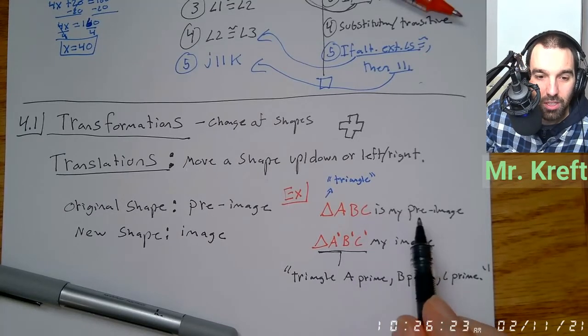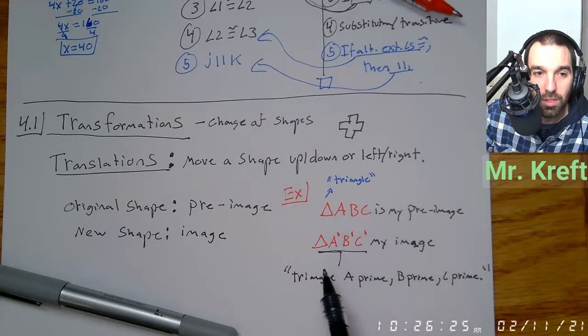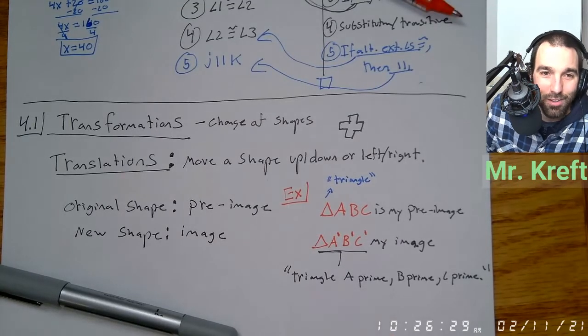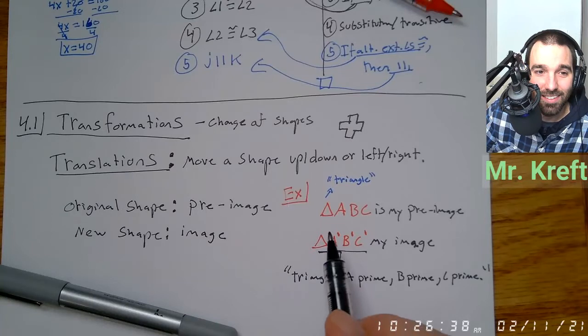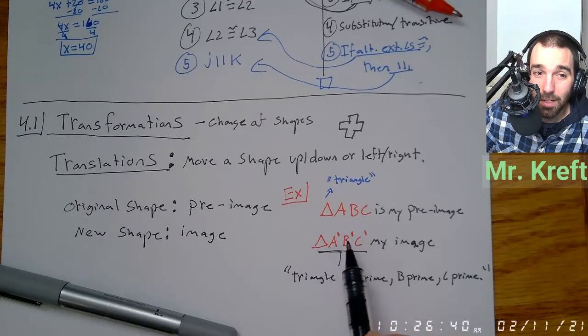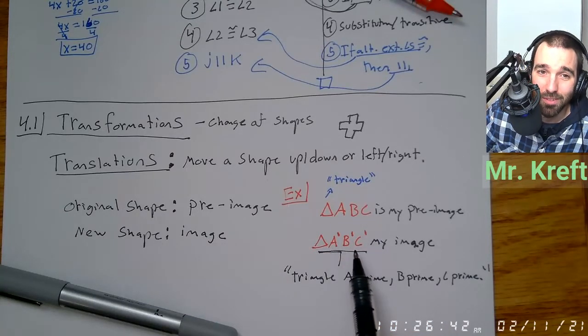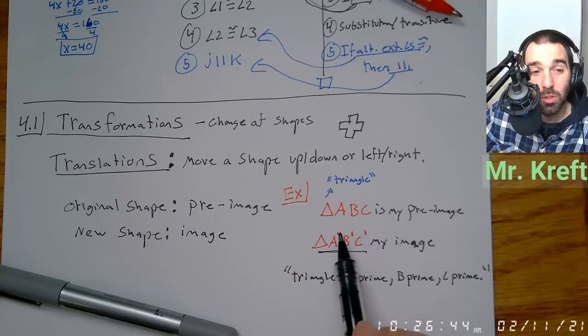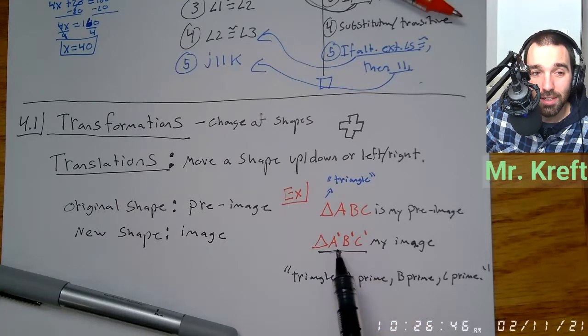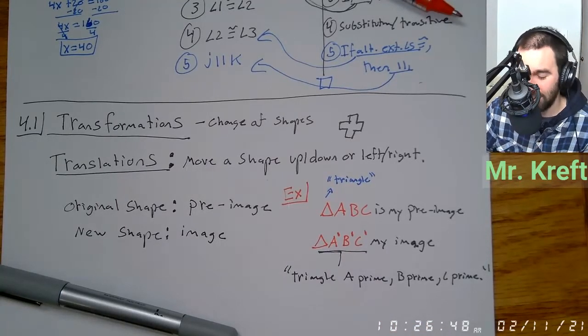Okay, so we have our pre-image, ABC, and then we have our new image, A prime, B prime, C prime. And to tie it back to Transformers, do you guys remember that one of the Transformers is called Optimus Prime? All this means is that it's this shape, but somehow it was transformed. And so that way we know which one is the original and which one is the transformed shape.